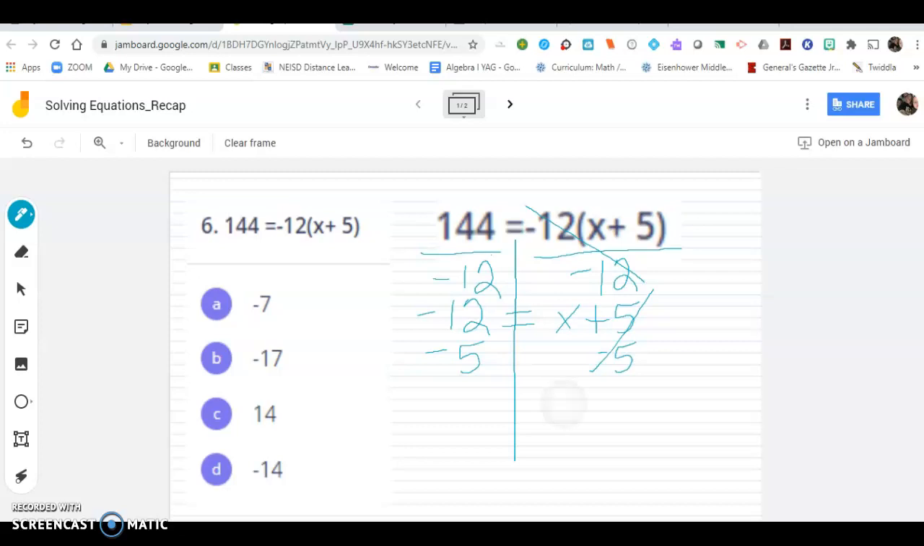So now I'm left with x equals, on this side over here, negative 12 minus 5. Remember, if you have a negative and you are subtracting, you're going more to the negative side. So this one should be negative 17. We always box our final answers. So we should have been selecting B.